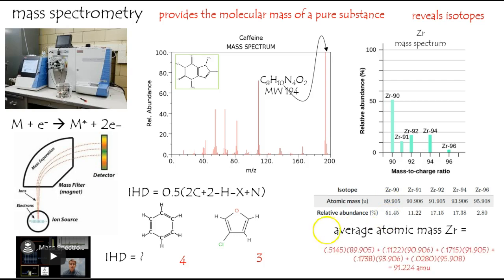So here it is. 51% roughly of your sample checks in at 89.9, 11.22 checks in at 90, and 17 at 91.9. That's right there. Sometimes people write 0.280 here, but remember to take 100th of it. 2.8% of the sample is 95.908. Punch it all in and you'll find an average atomic mass of 91.224 AMUs. That should match what you see on the periodic table. This is an introduction to mass spectrometry.